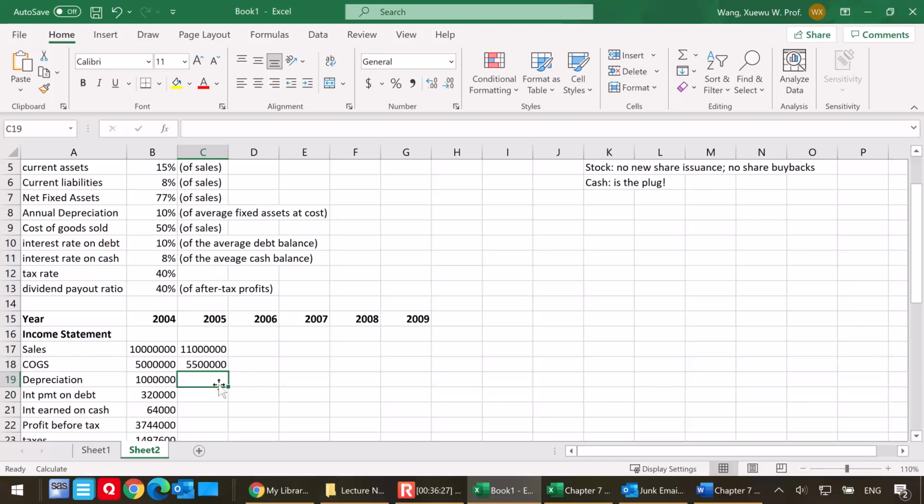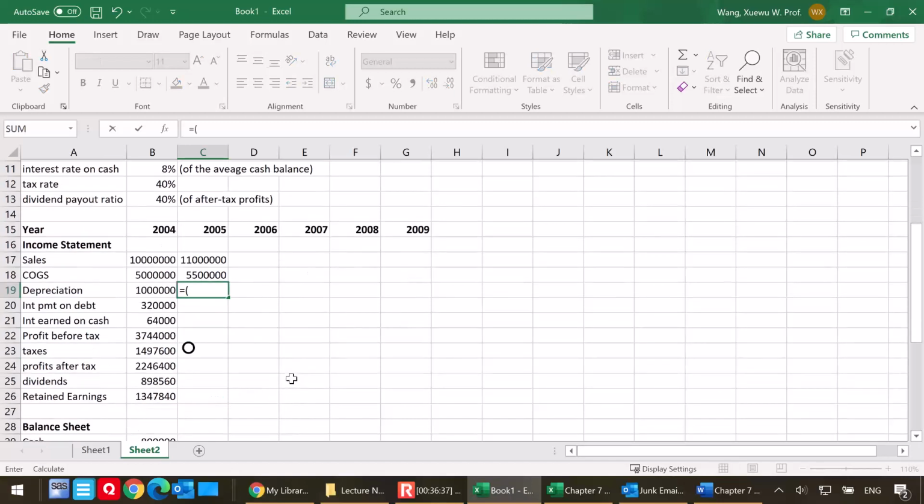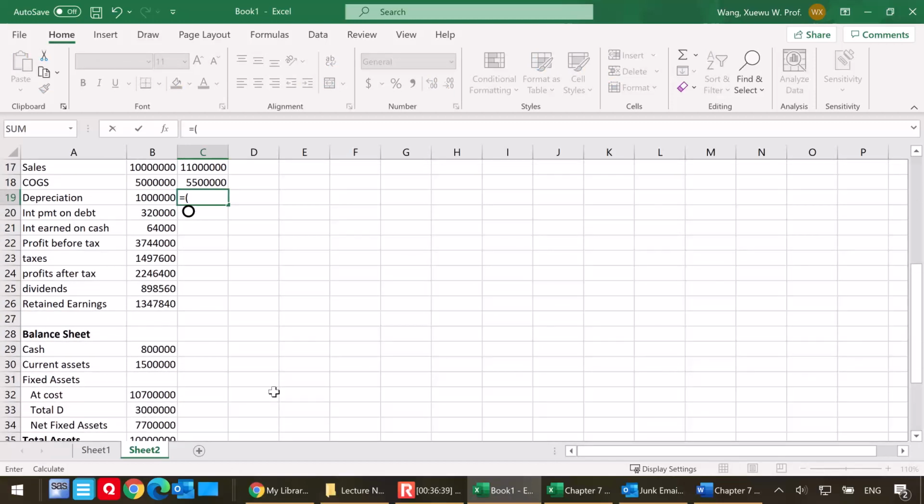So what I will do is I'm going to take the average of the fixed assets at cost between year 2004 and 2005. So let me scroll down here. And let's move on to the balance sheet. And I have a number here for fixed asset at cost for 2004, but I don't have a number yet for the fixed assets at cost for 2005. So what should I do?